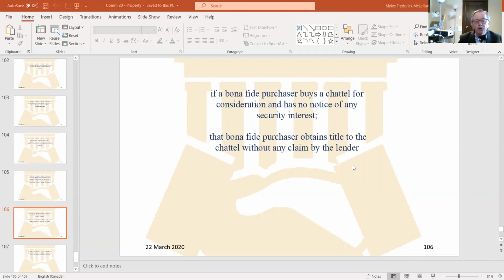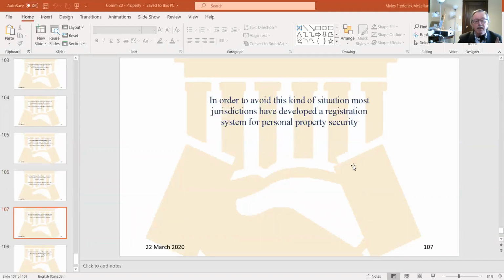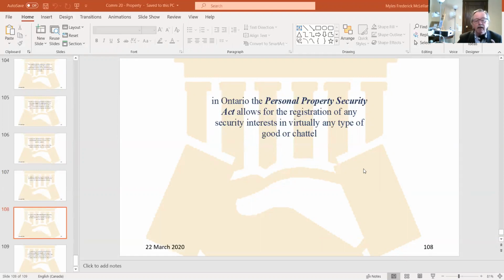But in order to address that kind of scenario, most jurisdictions have put into place a registration system, not unlike the registry system or land titles. They put in place a personal property security system that gives notice to people buying personal property if in fact there are chattel mortgages or conditional sale agreements against that personal property, right? And in Ontario, it's called the Personal Property Security Act, which basically sets out a registration system for all security interests in any type of good or chattel in the province.